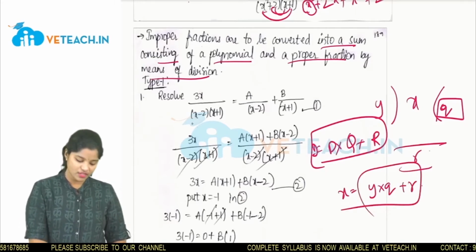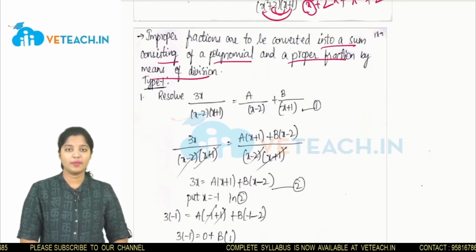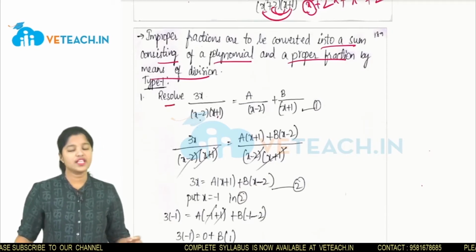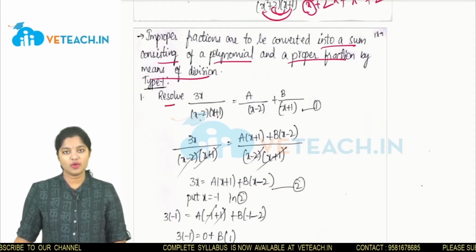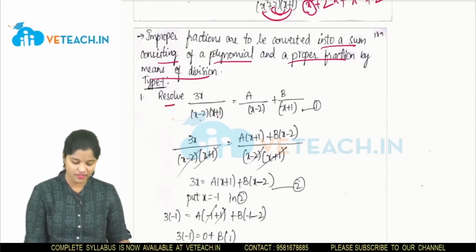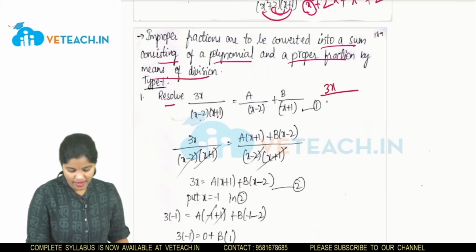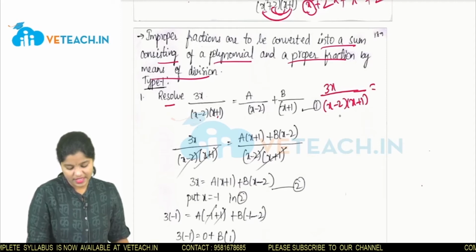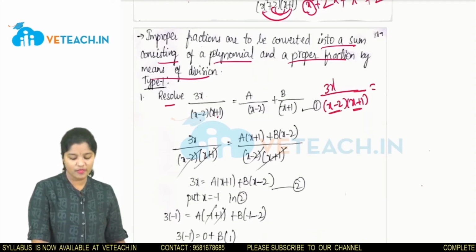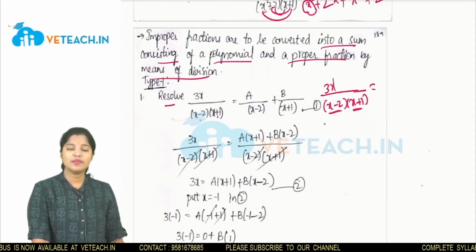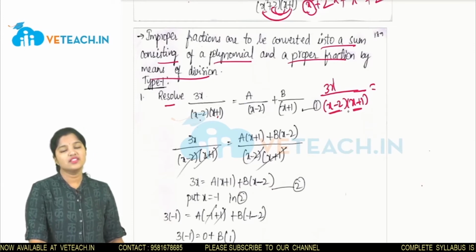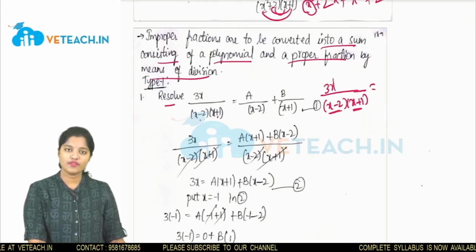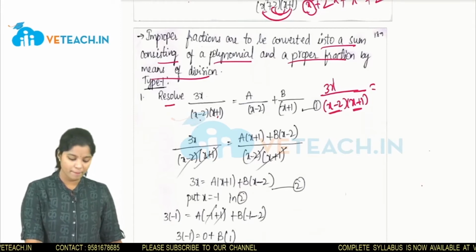Now first, let us see type 1, that is method 1. Solve 3x by x minus 2 into x plus 1. These are very easy problems, students. First of all, listen very carefully. 3x by x minus 2 into x plus 1. Here it is a proper fraction because the power is 1, and if we multiply x into x, we will get x square. So the degree of f of x is less than the degree of g of x.